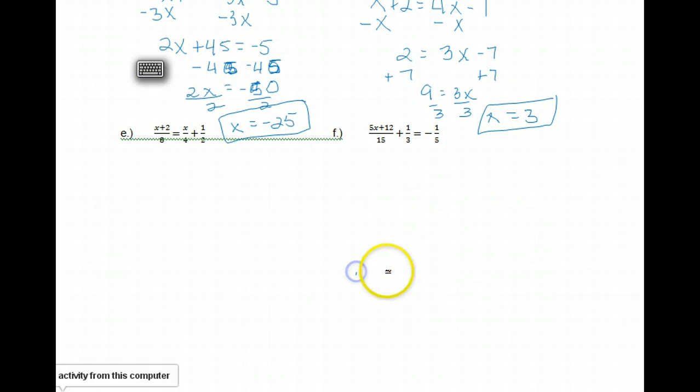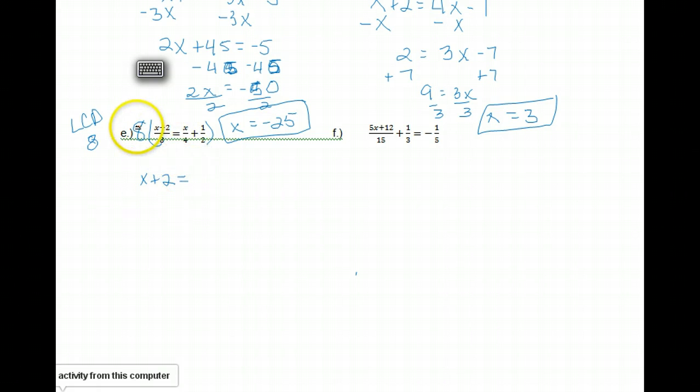Okay, as we look at letter E, we will notice that the LCD here is 8. The smallest number that all of the numbers will divide into is 8. So we're going to multiply an 8 through every term in the equation. So as we allow the cross canceling to happen, 8 divided by 8 makes 1. That leaves us with x plus 2 in the numerator.